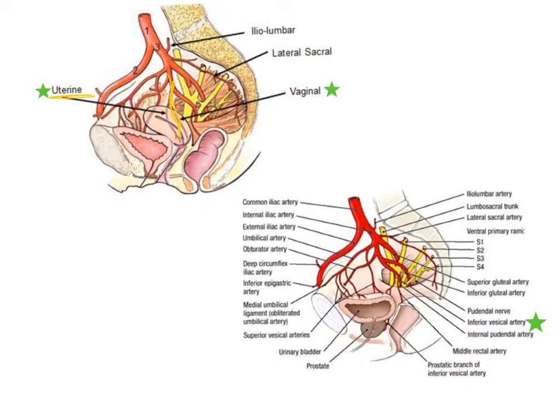Next, we have the vaginal artery. And the best way to find this is to simply follow it straight to the vagina, which is what it supplies. And you'll just see it embedded on the side.